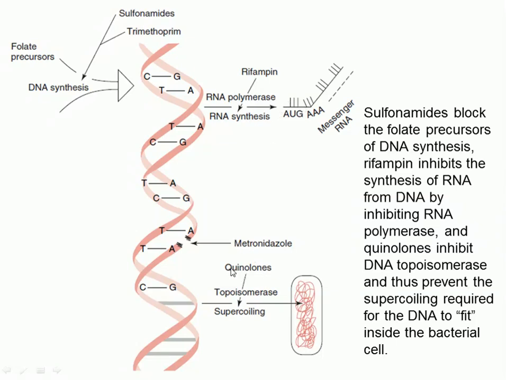For example, the other antibiotic, quinolone, will inhibit the DNA topoisomerase enzyme. This topoisomerase is important for DNA replication in bacteria. So by inhibiting topoisomerase, the bacteria are unable to duplicate their DNA.